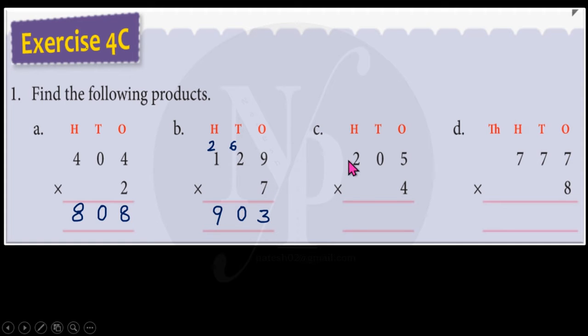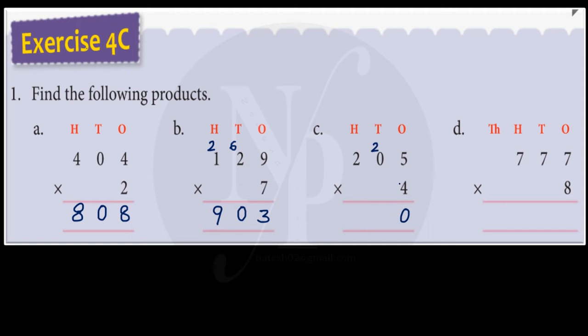Coming to C, we have 205 into 4. So we multiply the digit at ones place first by 4. That is 4 5s are 20. 20 is a 2-digit number, so it is regrouped as 2 tens and 0 ones. So we carry forward 2 tens to the tens column. So we write 2 here, 2 tens and 0 ones.